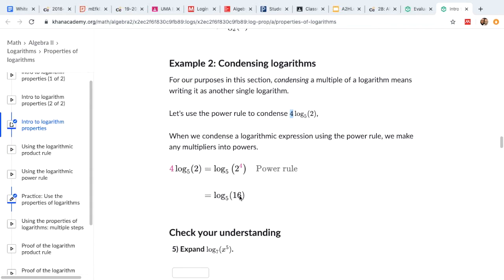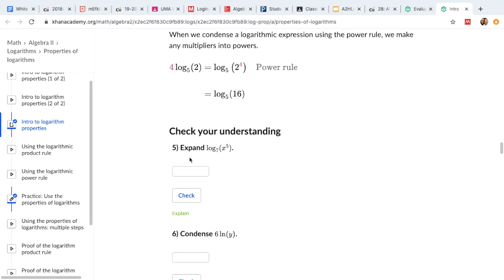Okay, so let's do a quick check for our understanding. They want us to expand this. I see there's an exponent in here. I'm going to bring it right out front. So it's going to become 5 log base 7, right? That has to stay the same, of just my normal piece in here without the exponent, so just x. And we'll give it a check.